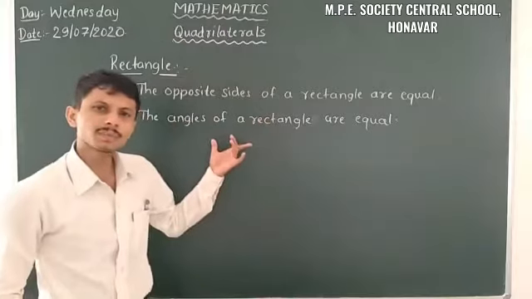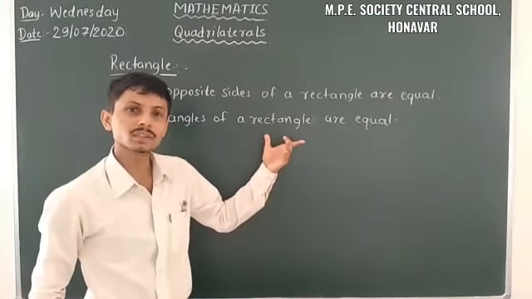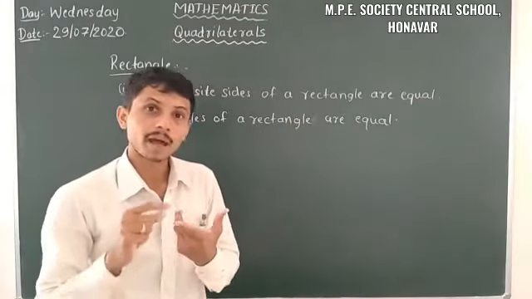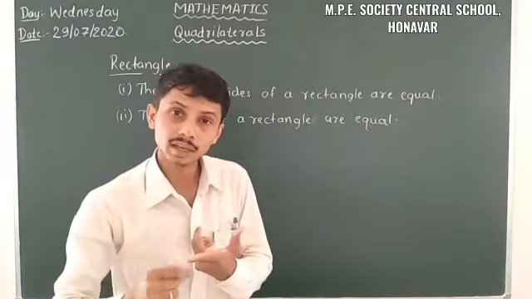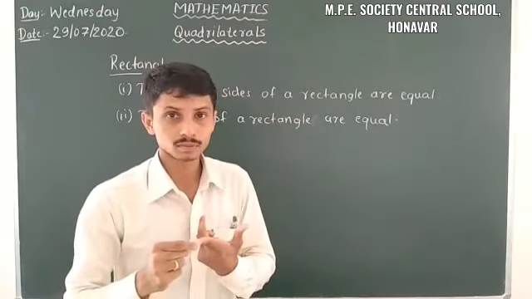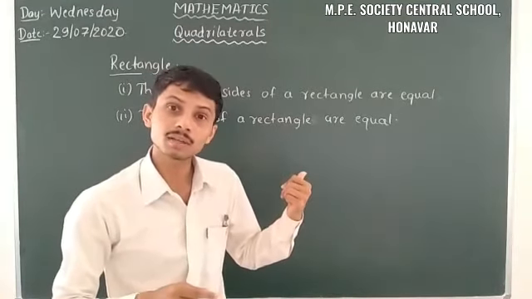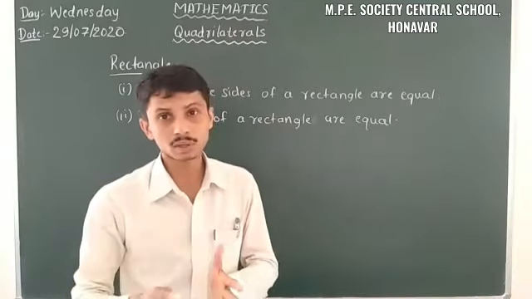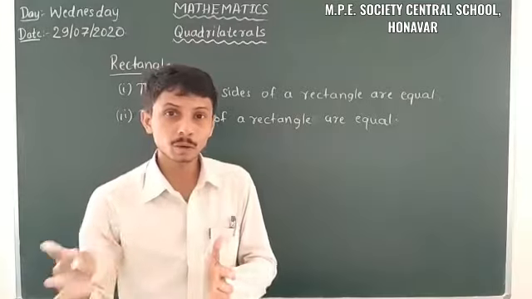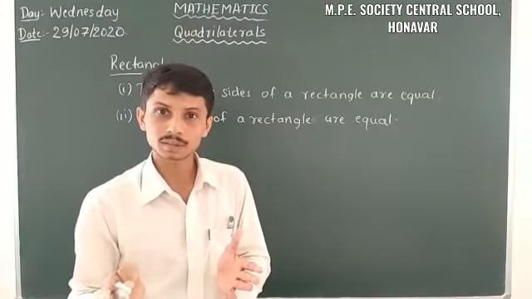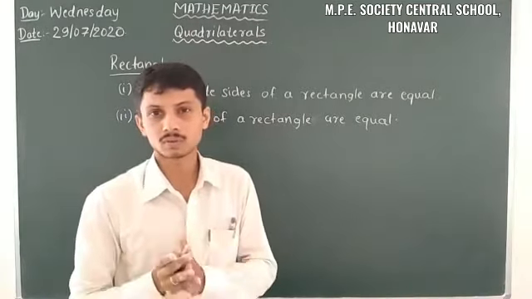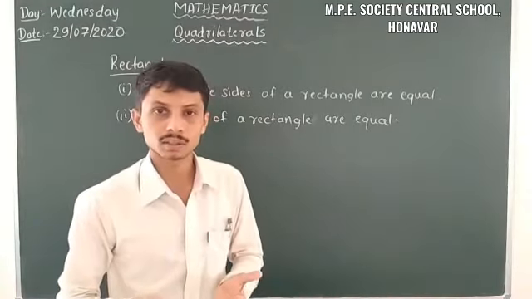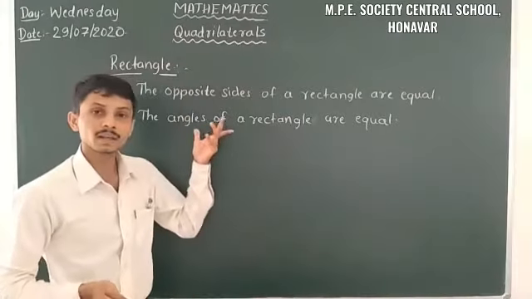Yes, so this does not exactly match the properties of a parallelogram. In a parallelogram the opposite angles are equal. Here also the opposite angles are equal, and adjacent angles are also equal. But in a parallelogram only the opposite angles are equal, whereas here all the angles are equal. So this is the second property of a rectangle.